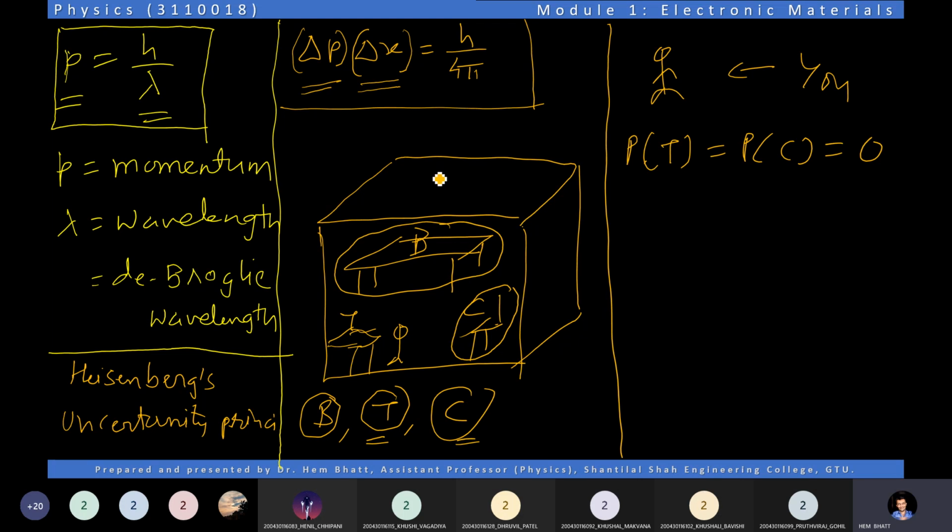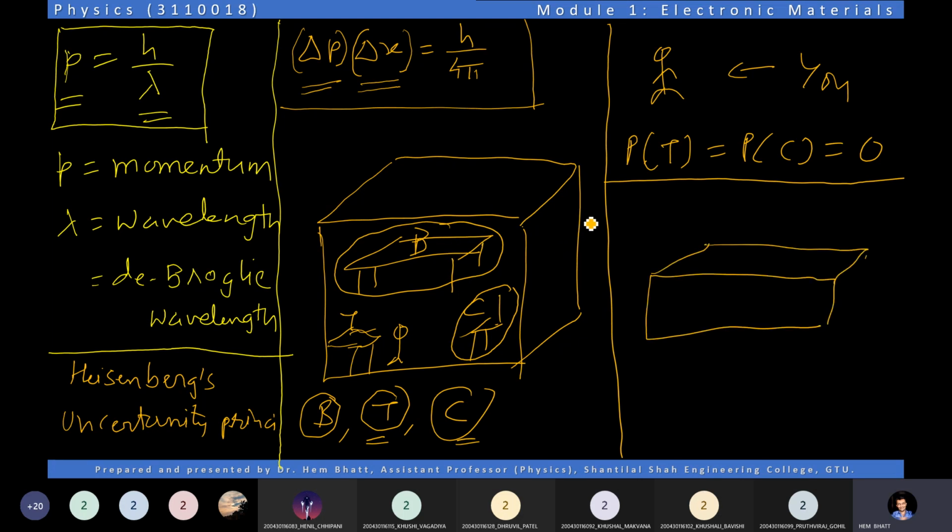So very similar thing is happening with an electron also. Suppose there is a conducting material and you are talking about an electron. When you talk about an electron, where is the electron? The electron may be at point A, or it may be at point B, or it may be at point C. We don't know. All we can do is get the probability of finding the electron at point A, or at point B, or at point C.